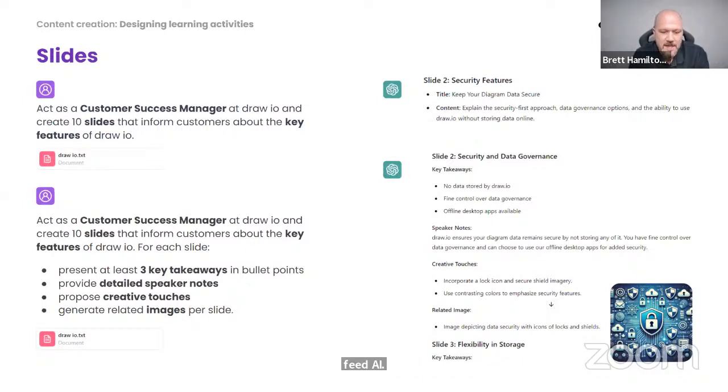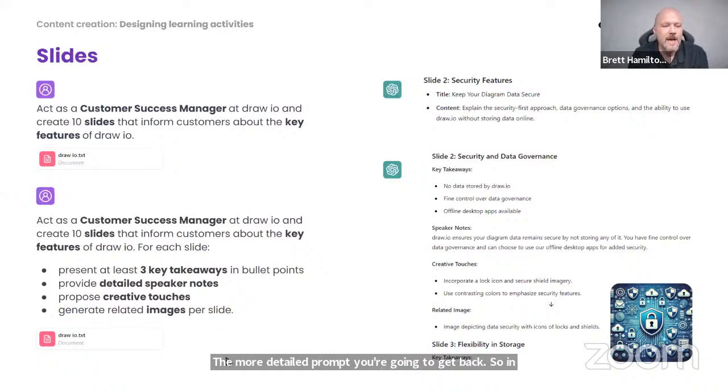So in this case, if we did that same use case, but instead we also asked it to present at least 3 key takeaways and bullet points, provide detailed speaker notes, and propose creative touches, as well as generate related images on each slide, we're going to get a much more populated slide. AI can actually take the time to generate those slide decks that used to take hours and hours to put together, and it can do it in a matter of moments.